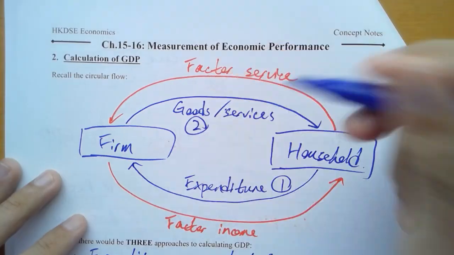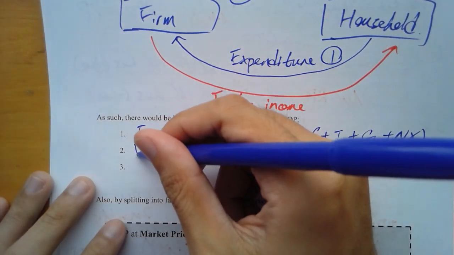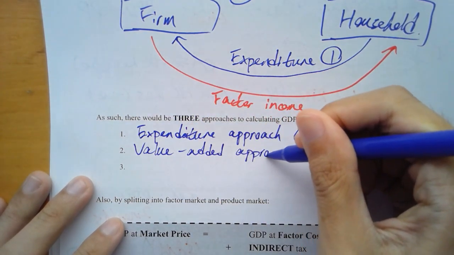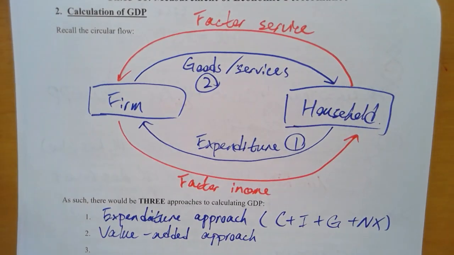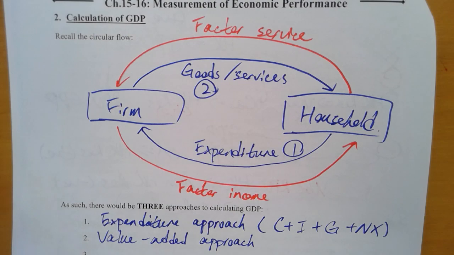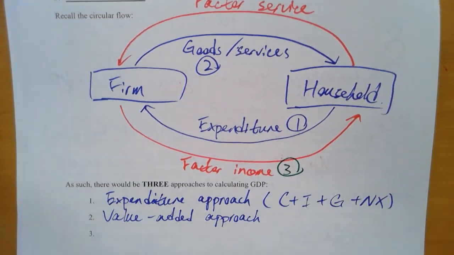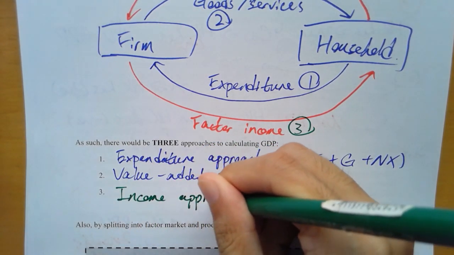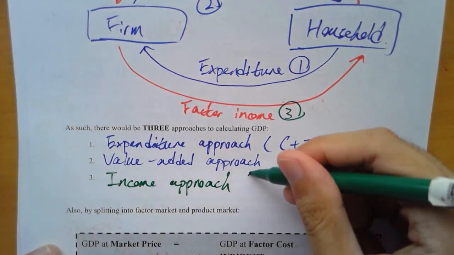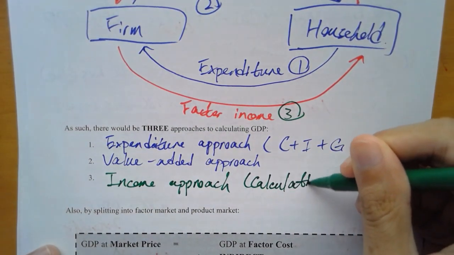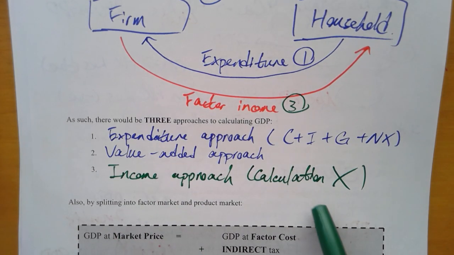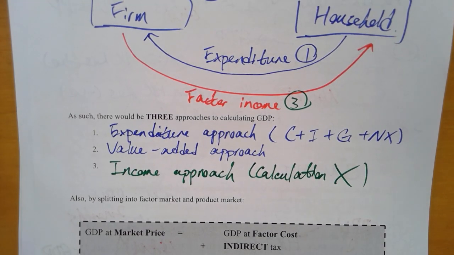Now, second approach, very abstract. They're going to look at here, goods and services. We call this value-added approach. Rather abstract. Okay. Now, finally, we also look at factor income. This one, factor income. Right? The third one. Then we have an income approach, which the calculation is out of syllabus already. Okay, you just need to know income can be used, but the detailed calculation, forget about it. Okay, it is not in the syllabus.